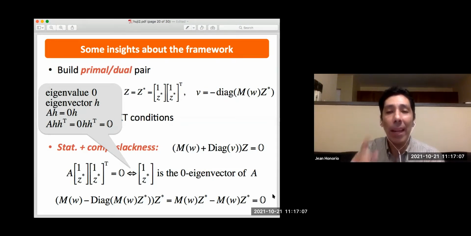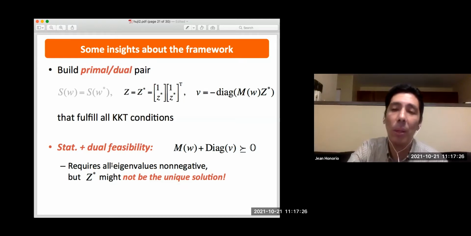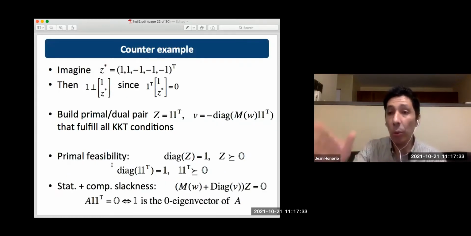The last condition tells me that the MW plus diagonal nu has to be positive semi-definite. So then that of course means that all eigenvalues have to be non-negative. But unfortunately, that doesn't necessarily mean that the solution will be unique. So let me give you a very simple counterexample so that you will have a good intuition of what I mean by that. So imagine I gave you an idea of how to set nu, how to set the capital Z matrix, but imagine I change that a little bit.